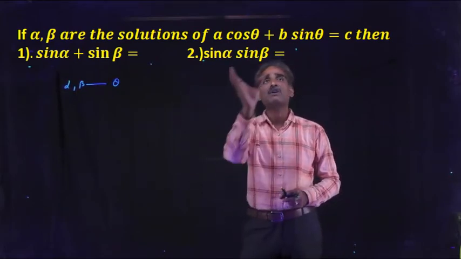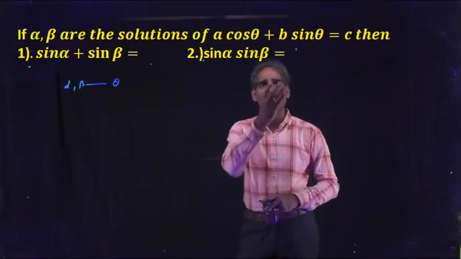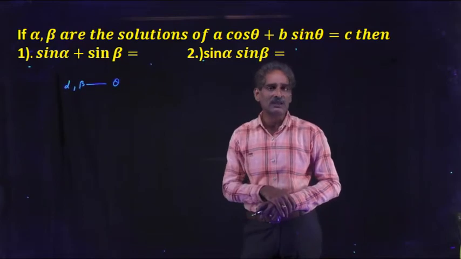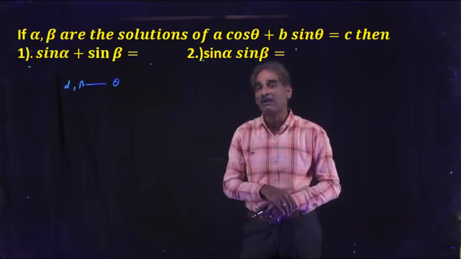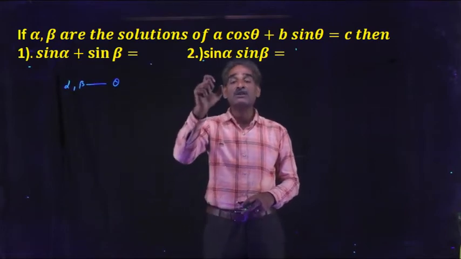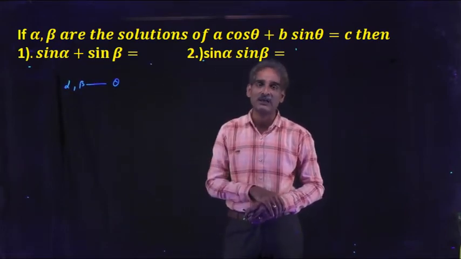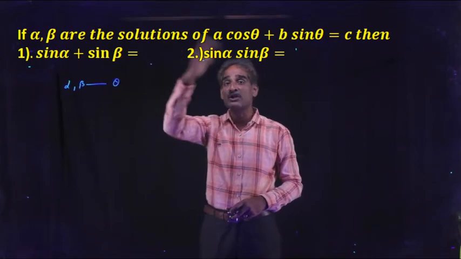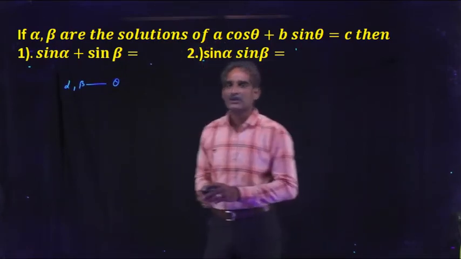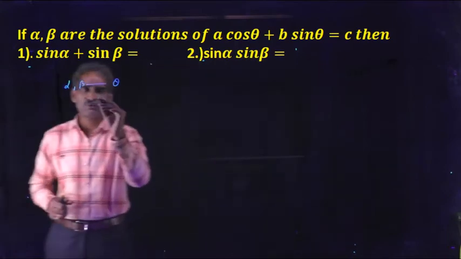If the quadratic equation is in terms of x, by solving that we will get x values. If the quadratic equation is in terms of y, by solving we will get y values. Here we have to find sin alpha sin beta. The quadratic equation must be in terms of sin theta, because alpha, beta are the solutions of a cos theta plus b sin theta equals c. So now we have to convert this equation.